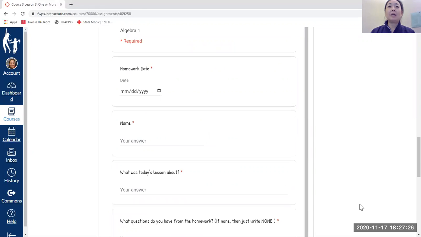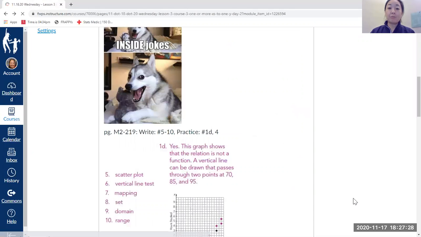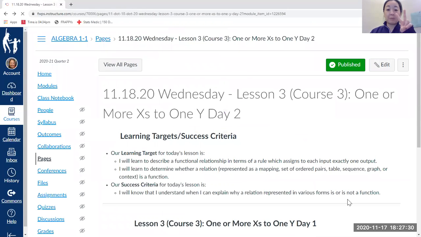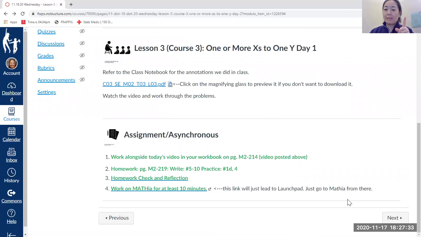All right, and then don't forget your math, okay? Because you remember you should be finishing up 2 workspaces by Friday. That's not including the getting started. So make sure you do that.